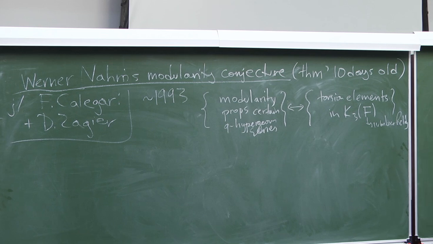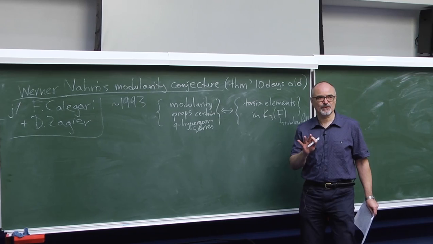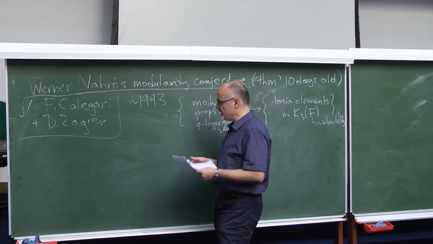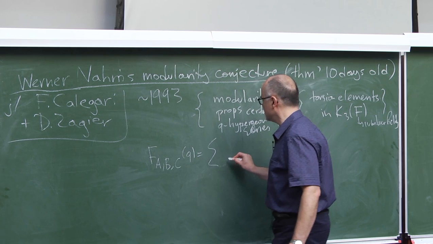Now, you may wonder if you're sitting in the wrong conference, but you're not. Okay? So, these certain Q-hypergeometric series in the rank one case, they take the following shape. They depend on three integers or maybe rational numbers. So let me just write the formula for them.